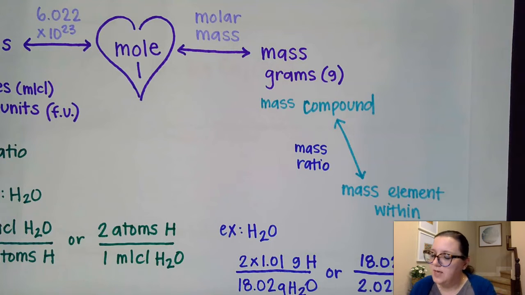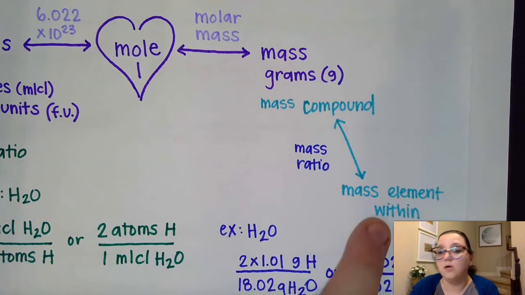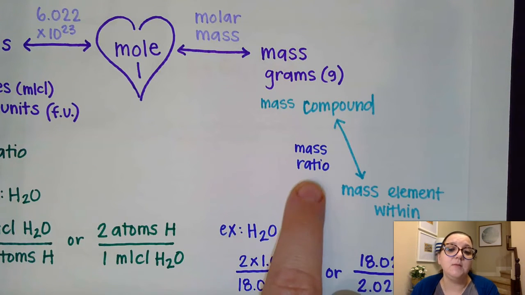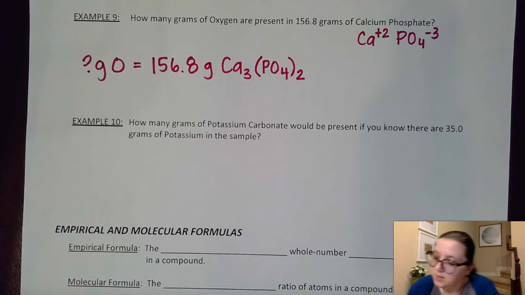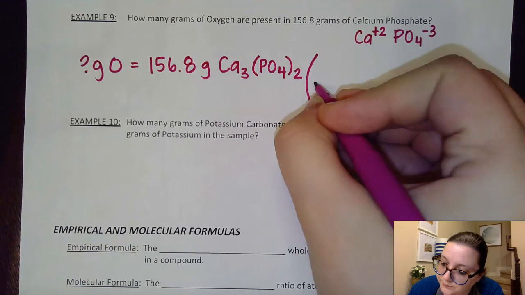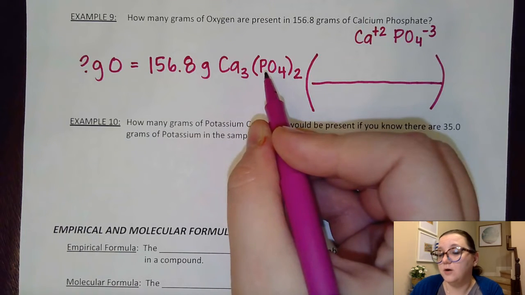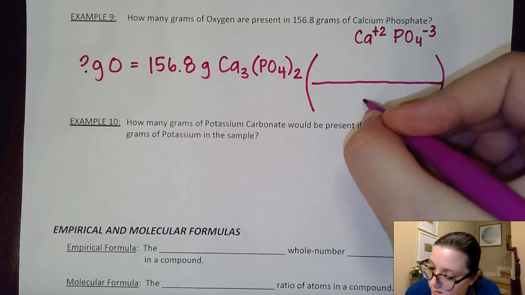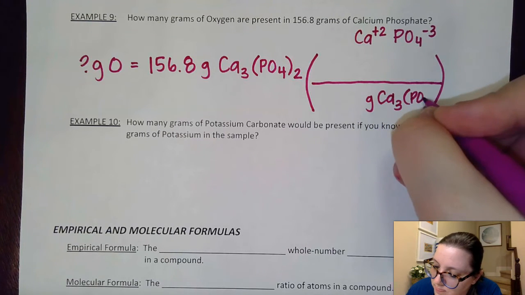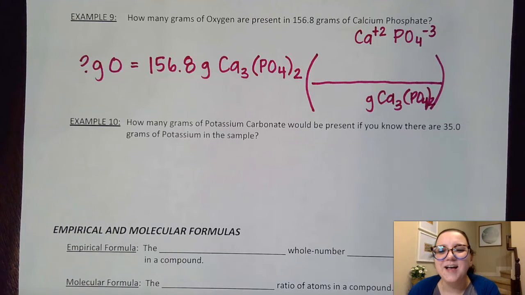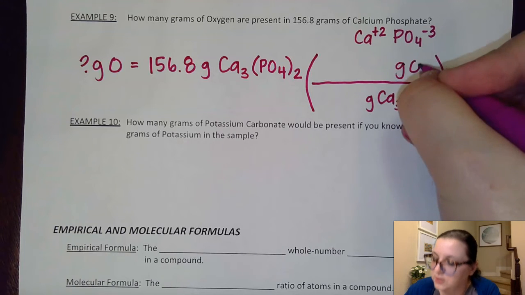So I see again, I'm trying to go between the mass of an element and the mass of an overall compound. So again, I'm going to be using a mass ratio here to solve this problem. So if I think about where my pieces go, grams of the calcium phosphate were here on top. So I want to put the grams of the calcium phosphate here on the bottom. I'm going to be going to the grams of the oxygen that are inside of it.